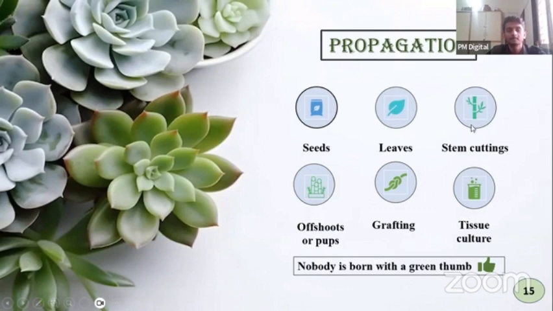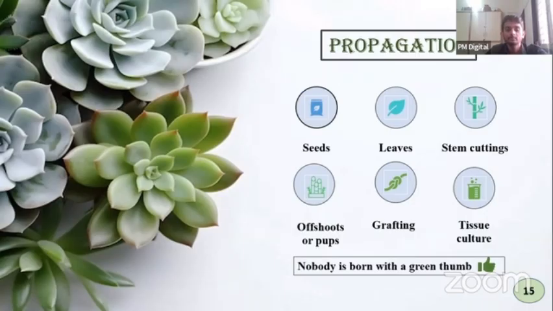Third is stem cutting. It helps to prevent the rotting from the leaves. Then fourth is offshoots or pups. It is the separation of pups, and it is the quickest method of propagation. Grafting means to join two different parts of the plant, like rootstock and scion, and tissue culture for mass multiplication. The propagation of succulents is quite problematic because they are highly susceptible to watering.